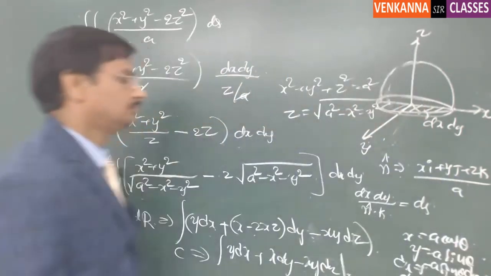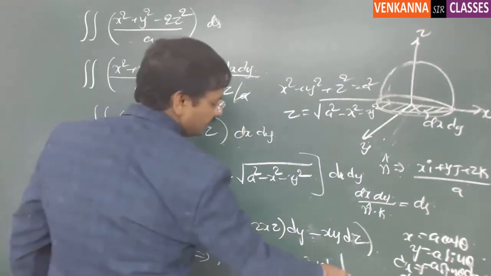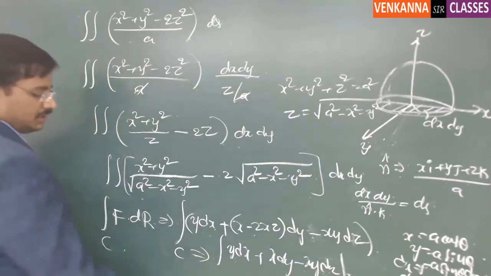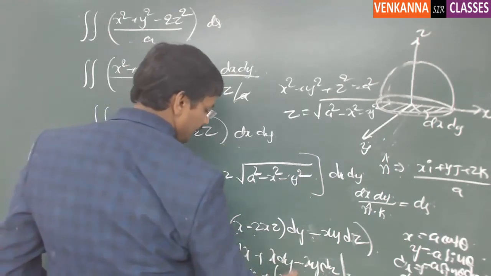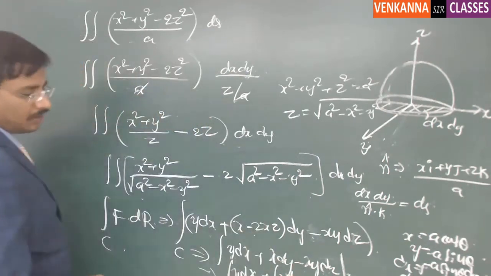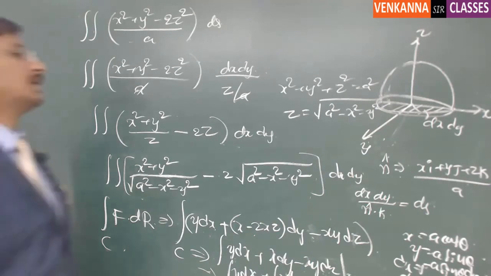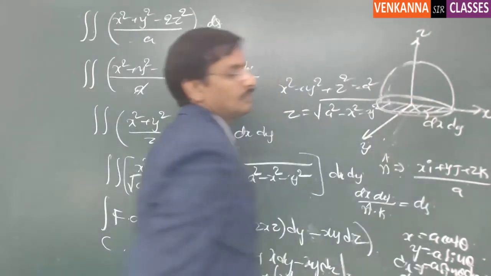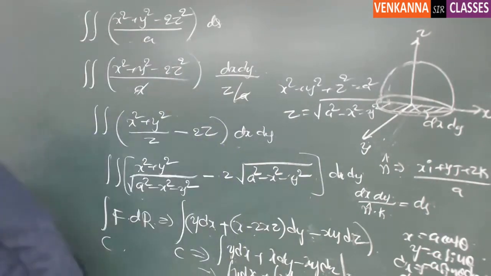Got it? And then you just replace it here. Here dz is going to be 0 because there is no change in the value of z. Then integral y dx plus integral x dy. No, we can't use Gauss divergence theorem because here this is an open surface, right? Gauss divergence theorem is applicable only for the closed surface. Got it, Srinivas?